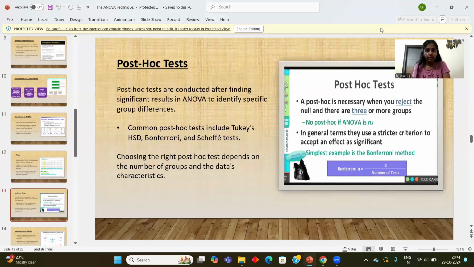Post hoc tests. Post hoc tests are conducted after finding significant results in ANOVA to identify specific group differences. Common post hoc tests include Tukey's HSD, Bonferroni, and Scheffe's test. Choosing the right post hoc test depends on the number of groups and the data characteristics.